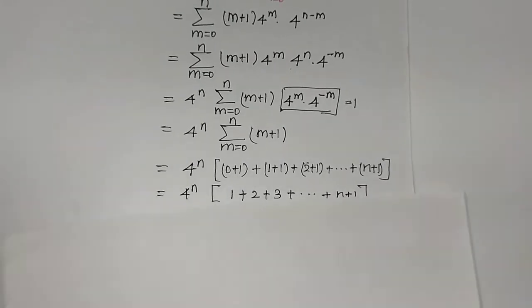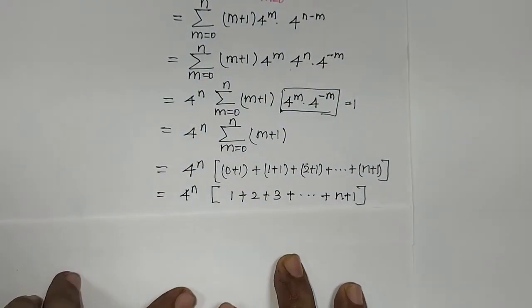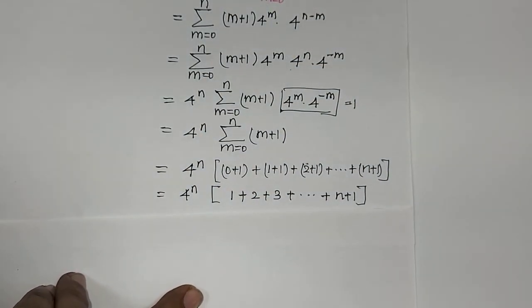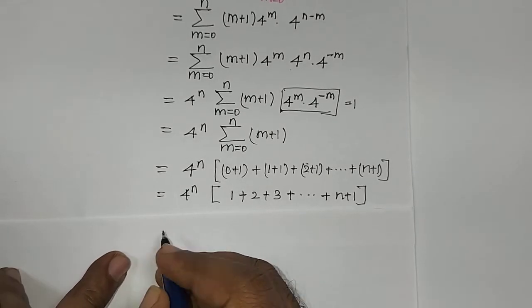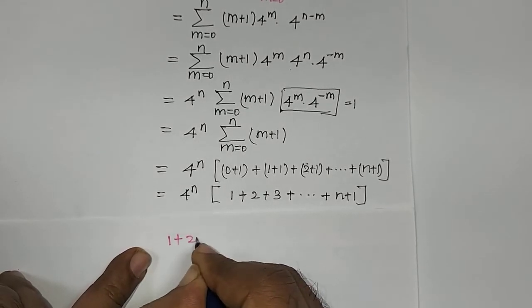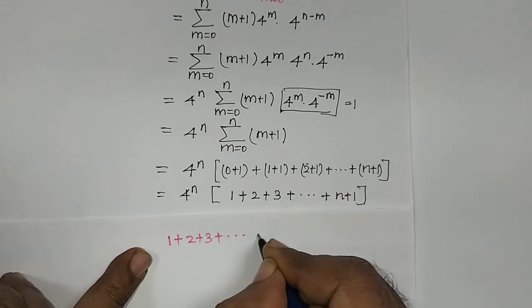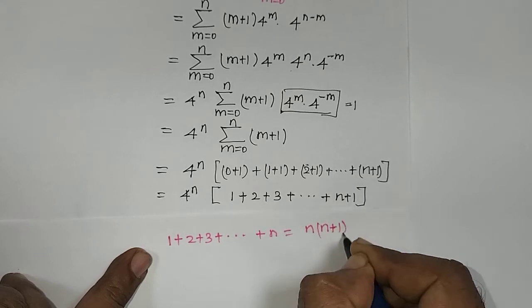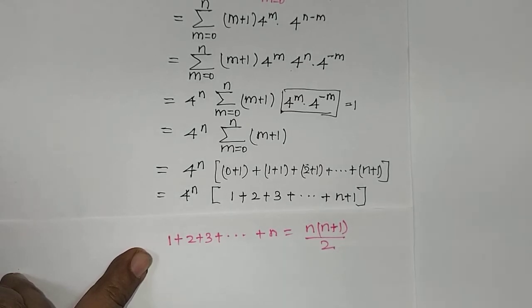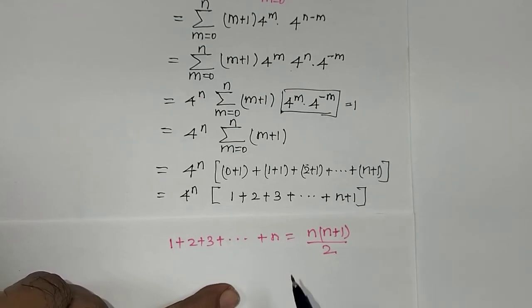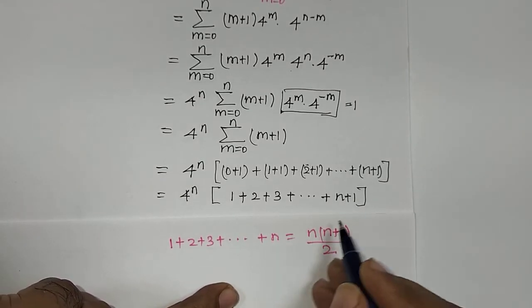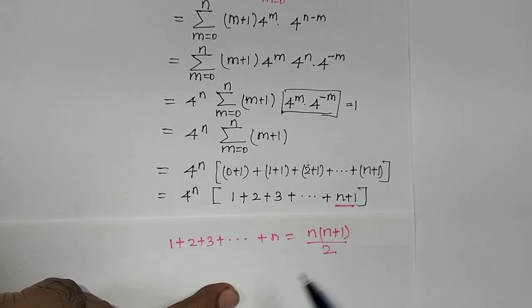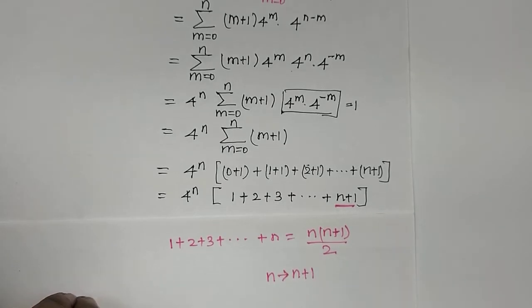Now here I am going to apply the formula, the arithmetic progression formula. Already you are familiar with this. 1 plus 2 plus 3 plus up to n means we can apply n into n plus 1 divided by 2 formula, right? But your final term should be n. But in our term you will have n plus 1. Just you can replace n by n plus 1, and you will get the answer.